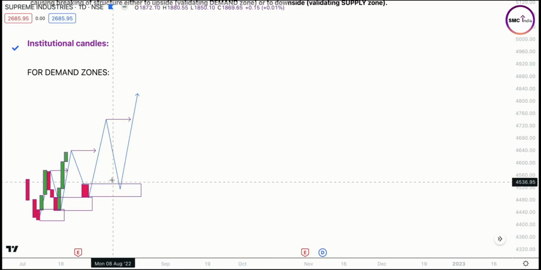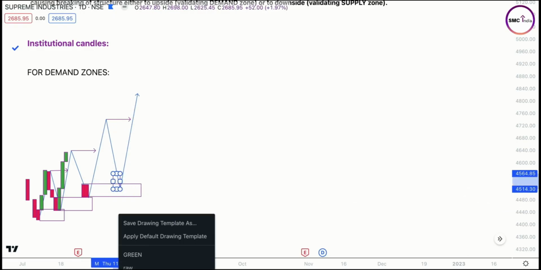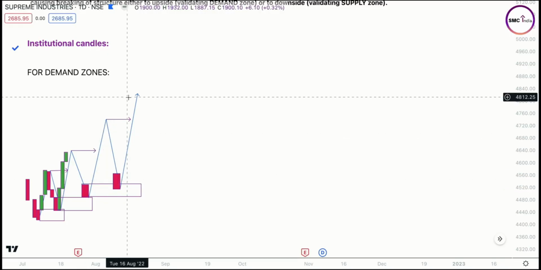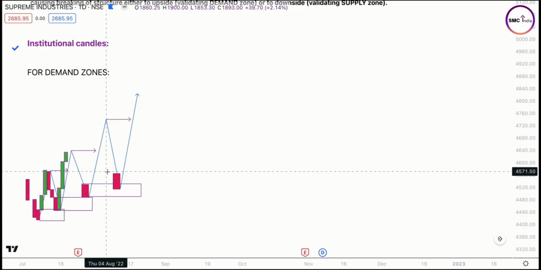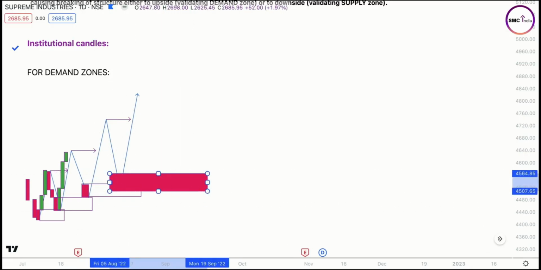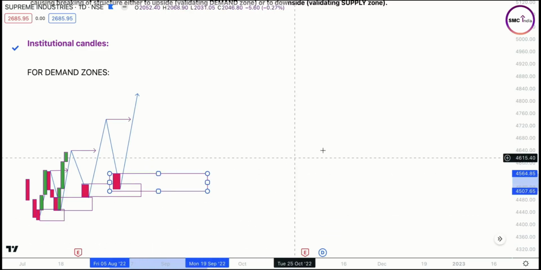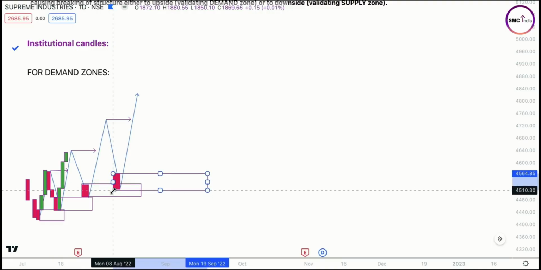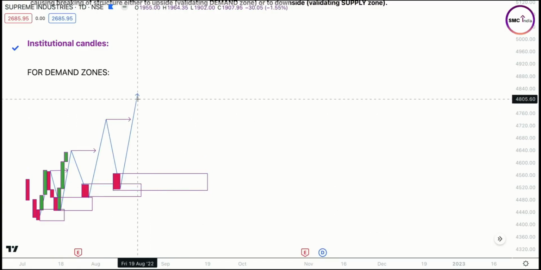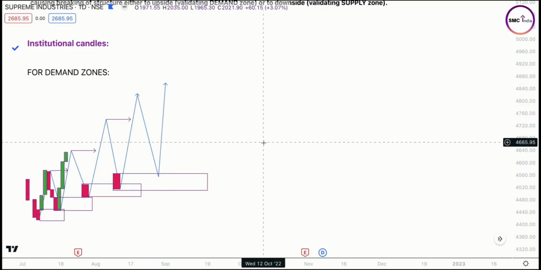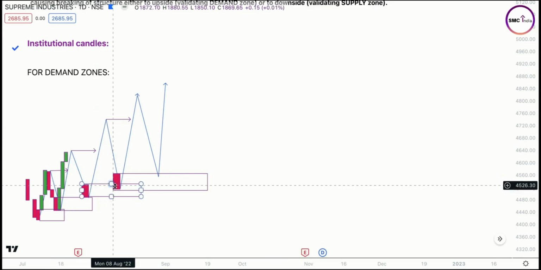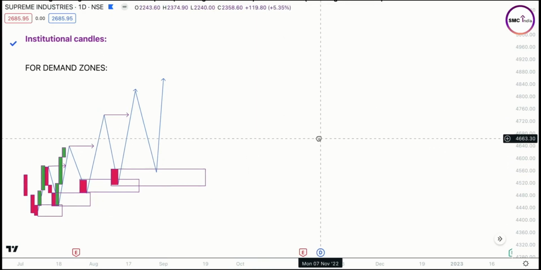Again, the last sell candle here, which causes breakout structure to the upside, is the order block here. So now I will be drawing another order block here. And next I expect the price to come back to this demand zone and then shoot up. So this is what an institutional candle in a demand zone is, and now I'm going to show you for supply zones.